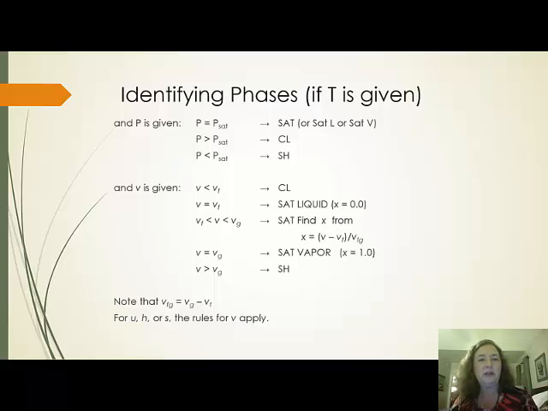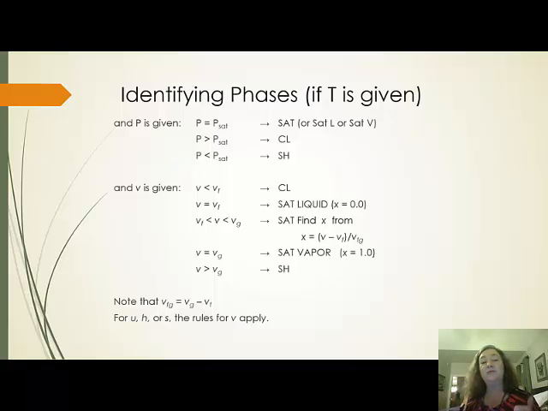Now I wanted to spend a moment talking about how we identify phases. If temperature is one of the pieces given, then use this little chart. If my second piece of information is pressure, then I'm going to look for the saturation pressure on the saturated data table. If the pressure is the same as that, then I know it's saturated, but I can't tell you if it's liquid, vapor, or something in between. If the pressure is higher than this, so I've taken this and I've applied more pressure, the molecules are closer together, that's a compressed liquid. If the pressure is less, then I've let the molecules be free to expand, and that's going to be a superheated vapor.